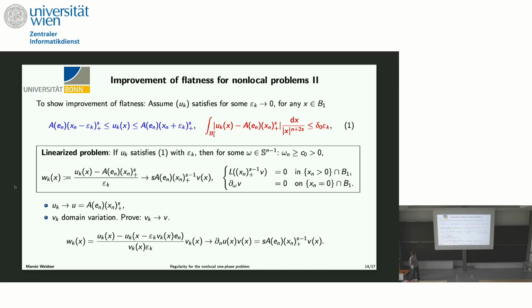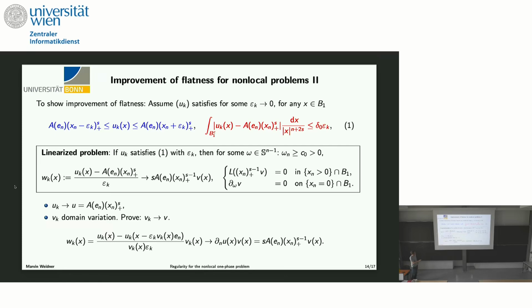So what is it that you do? You consider these quotients here, similar to what you would do in the local case. You subtract your blow-up limit, and then you divide by epsilon, and you want to know what happens in the limit. Well, in the local case, you can observe that in this flatness condition, actually, you don't need to put these positive parts here, right? When s is equal to 1, you can just extend your function linearly, and then you have a bound of your uk from both sides by harmonic functions.